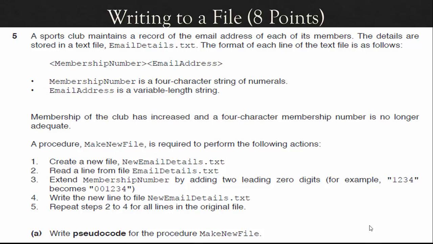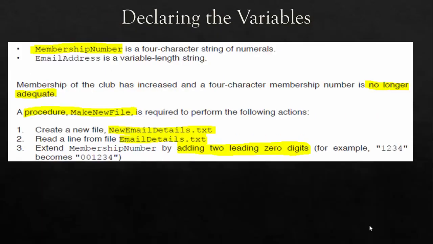Not a problem there. Number three, extend membership number by adding 2 leading 0 digits. For example, 1234 becomes 001234. We've been concatenating strings since way back in IGCSE. Number four, write the new lines to file new email details.txt. We've done that. Repeat steps 2 to 4 for all lines in the original file. All right, this may seem overwhelming, but it's not. So what I've done is I've broken it down to simple step-by-step directions here.